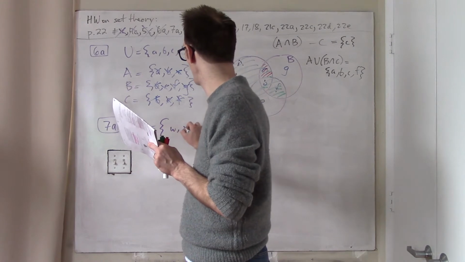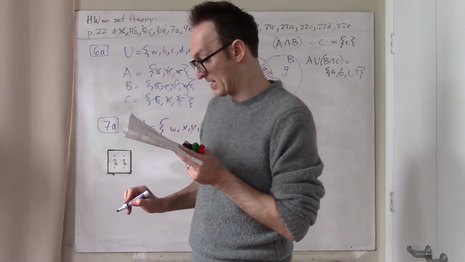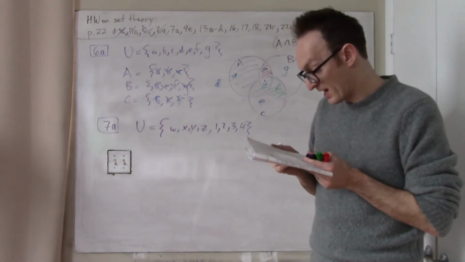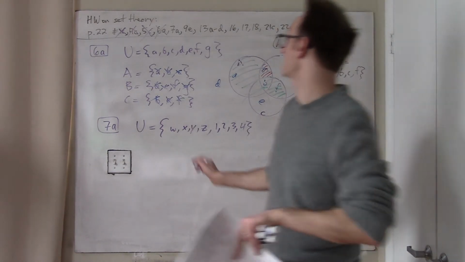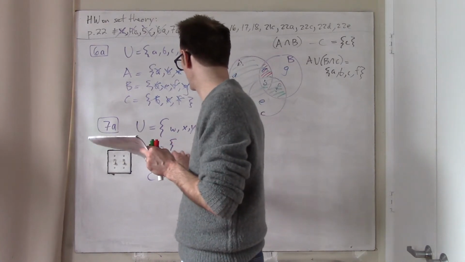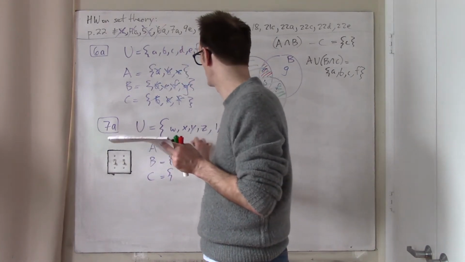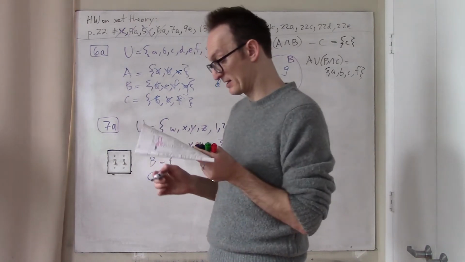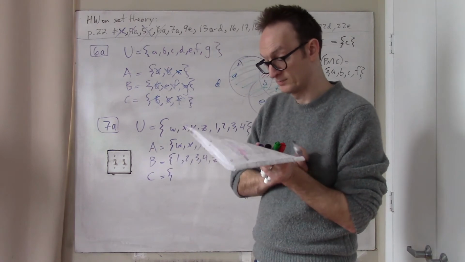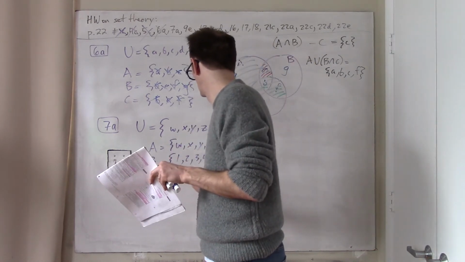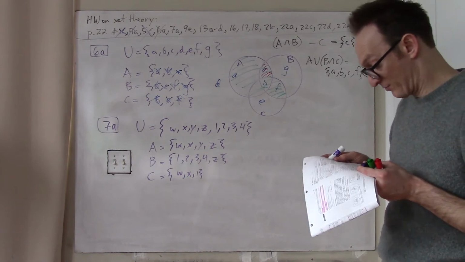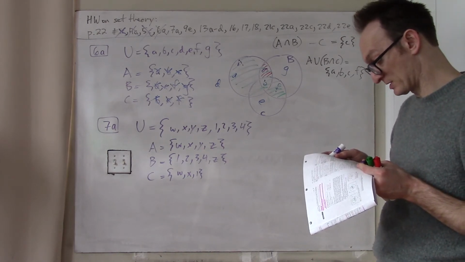Let U be W, X, Y, Z, and 1, 2, 3, 4. Okay, so I have a set A, a set B, and a set C. It's occurring to me as I'm doing this that there might be a better way to go over homework. A is W, X, Y, Z. B is 1, 2, 3, 4, Z. C is W, X, 1. I think we're ready to go. Construct a properly labeled Venn diagram for each of the following triples, then complete the additional parts of the problem.